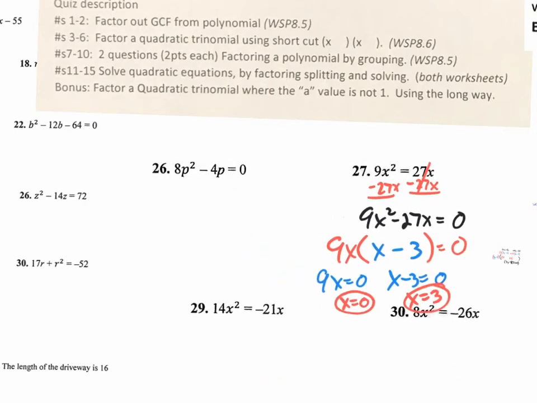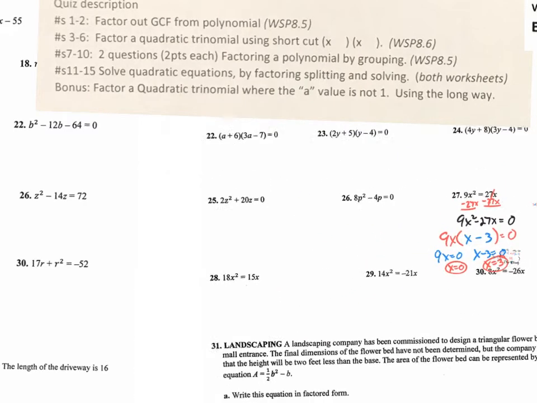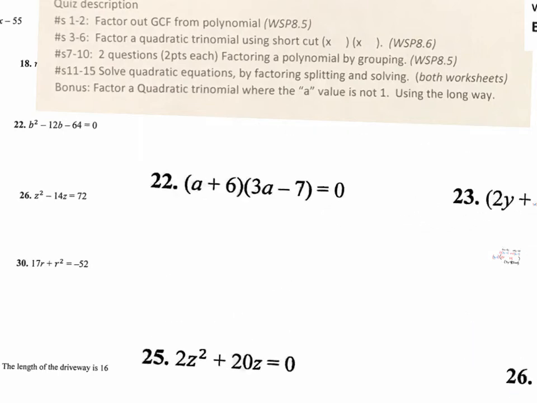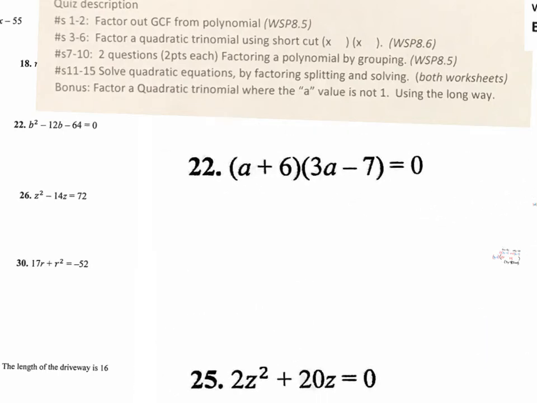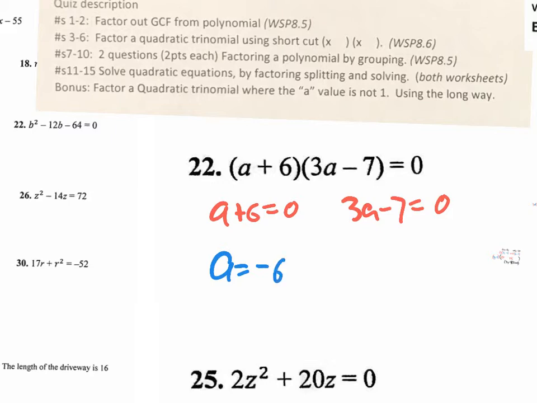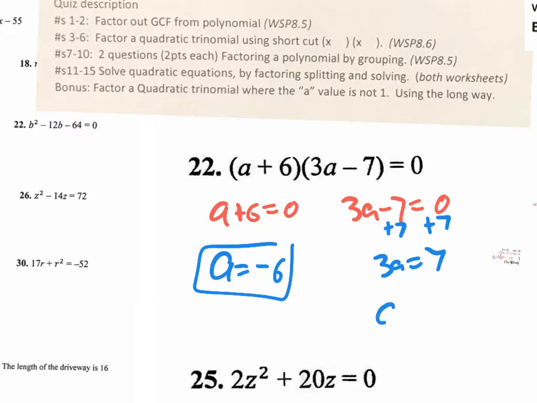Some of them are easy like that. Some of them will actually be factored for you already, kind of like this one right here. All you do there is apply the zero product property. So you would say a plus 6 equals 0, and then 3a minus 7 equals 0, and you solve both of them. So this one's going to be a equals negative 6, and the other one, 3a equals 7, divide by 3, a equals 7/3.